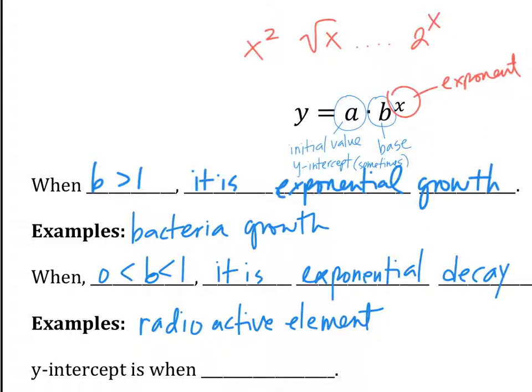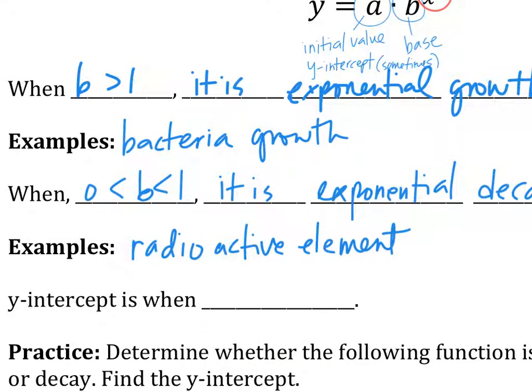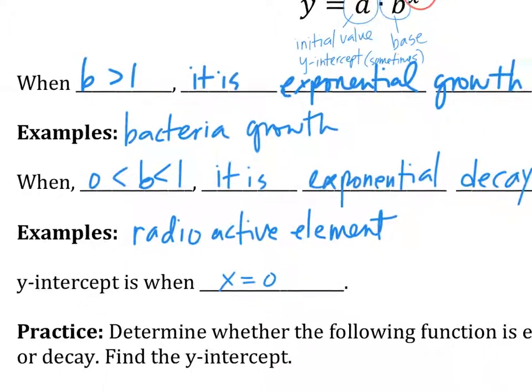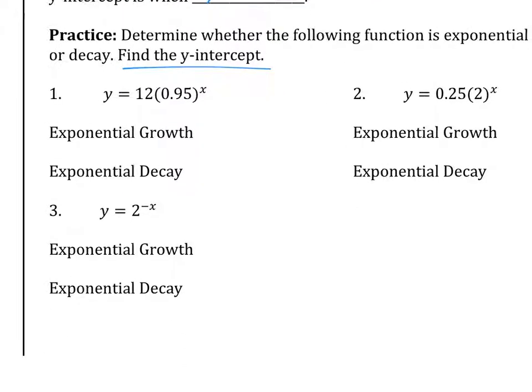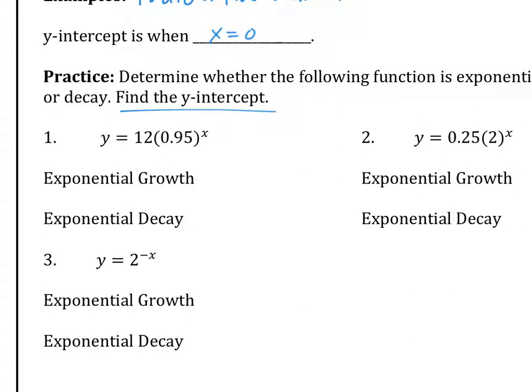All right, and just a reminder, what is the y-intercept? The y-intercept is when x is 0. All right, we're going to do some practice. You are going to figure out which one is exponential growth and which one is exponential decay. Remember, you're looking at the base, and then you are finding the y-intercept. You're going to circle whether you think it's growth or decay, and then what the y-intercept is.